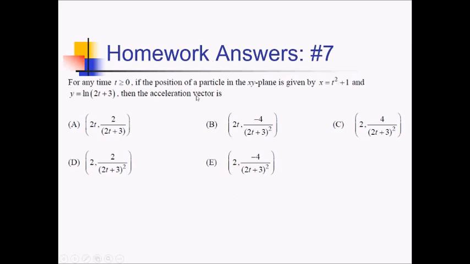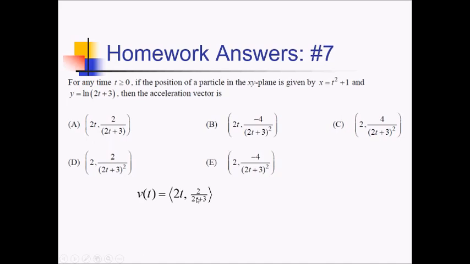We want the acceleration vector. So that means we need to take 2 derivatives and put them in a component form here. Let me start by getting my velocity vector. That's going to be x prime, which is 2t, comma, now we need y prime. That's going to be 1 over 2t plus 3 times a tail of 2. So we'll put a little 2 up here. So that's my velocity vector.